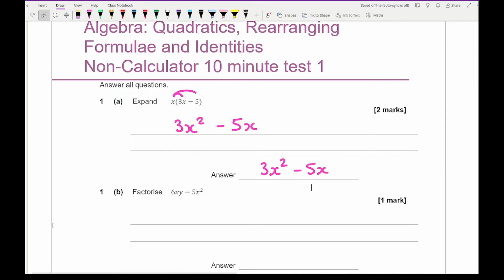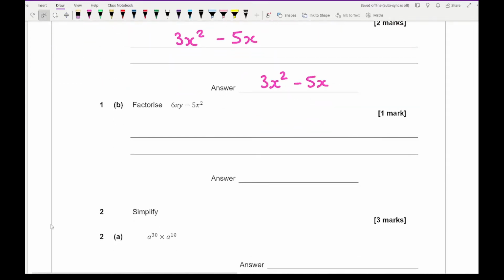Then for question 1b, it says to factorize. So what we need to look at here is the common factors in between the numbers and obviously the highest power of the letters. Or the lowest power, I should say, of letters. So looking at this, there's nothing common about the 6 and the 5. However, both terms have got an x, so x is going to be our common factor. So what do I have to multiply x to get 6xy? Well, that's going to be 6y. And what do I need to multiply x to get minus 5x squared? Well, that's going to be minus 5x. So my final answer is going to be x, and in brackets, 6y minus 5x.